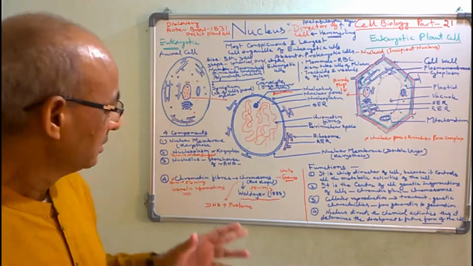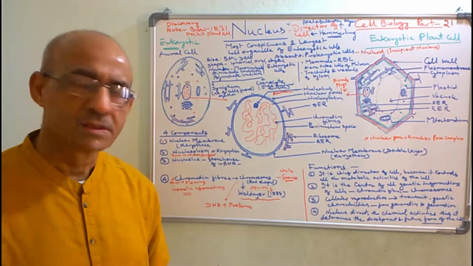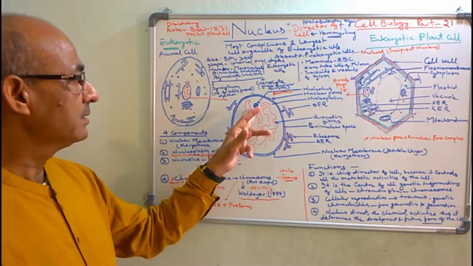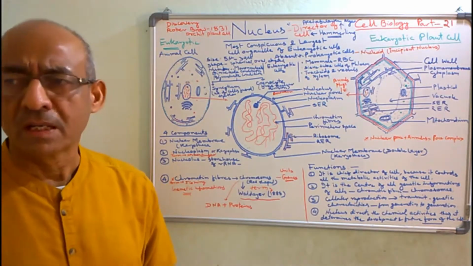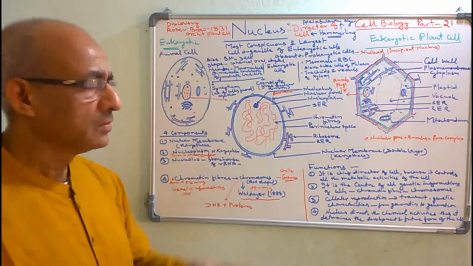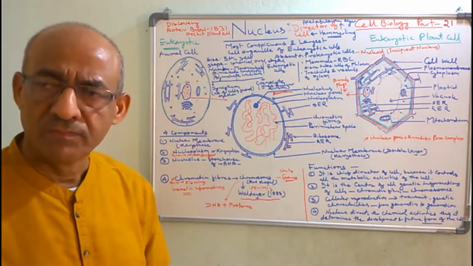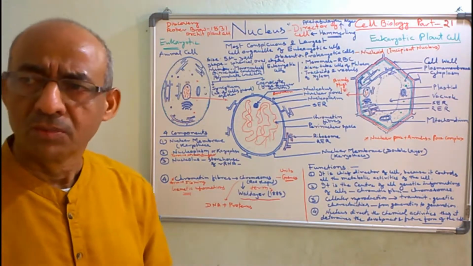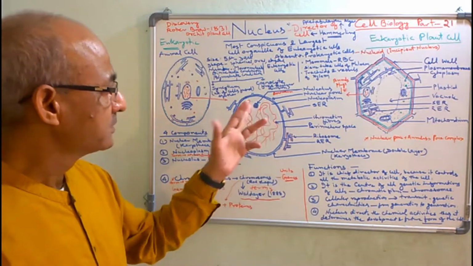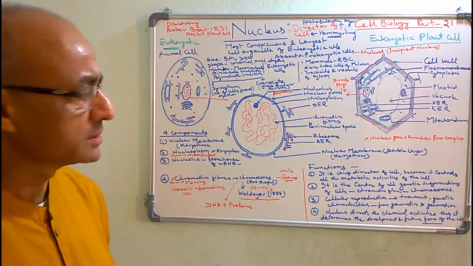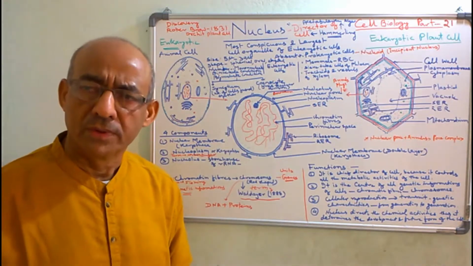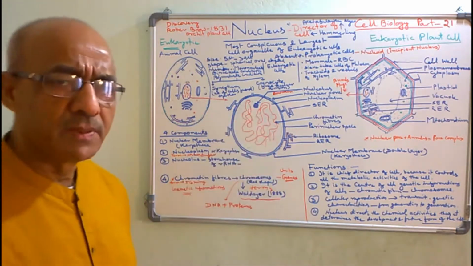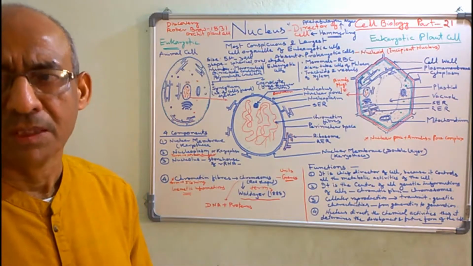Now we will discuss the third component of the nucleus, that is the nucleolus. See here, the nucleolus is a spherical, circular, dark, dense body. It is membraneless. Actually, it is made up of protein and ribosomal RNA. This spherical, dense, dark-stained body found in the nucleoplasm of the nucleus plays a very important role in the synthesis of ribosomes.